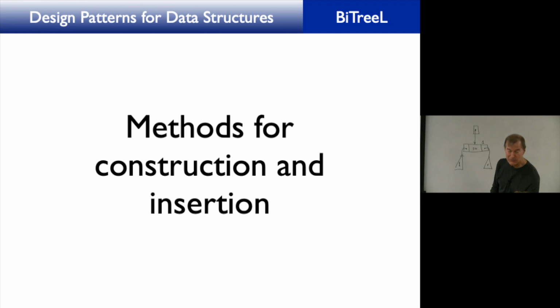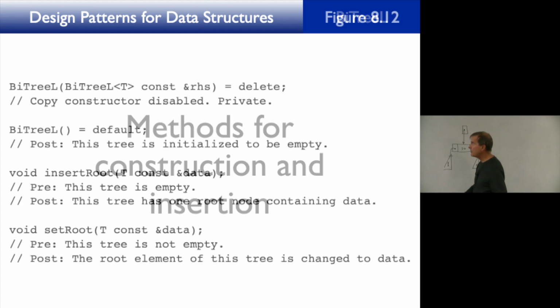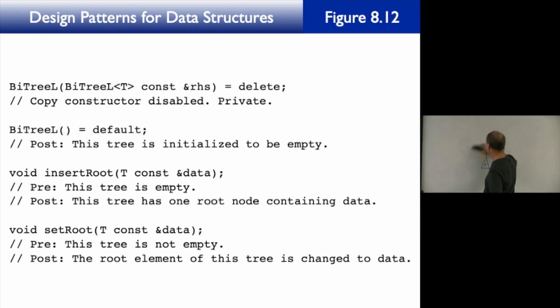Okay, so let's take a look at methods for construction and insertion. In figure 8.12, a copy constructor is disabled. We have insert. I think we demoed insert root, right? That's how you build a tree. You make it with one root value. So precondition, this tree is empty. Postcondition, this tree has one root node containing data, so we give it data. And then set root, which just changes the value of the root value.